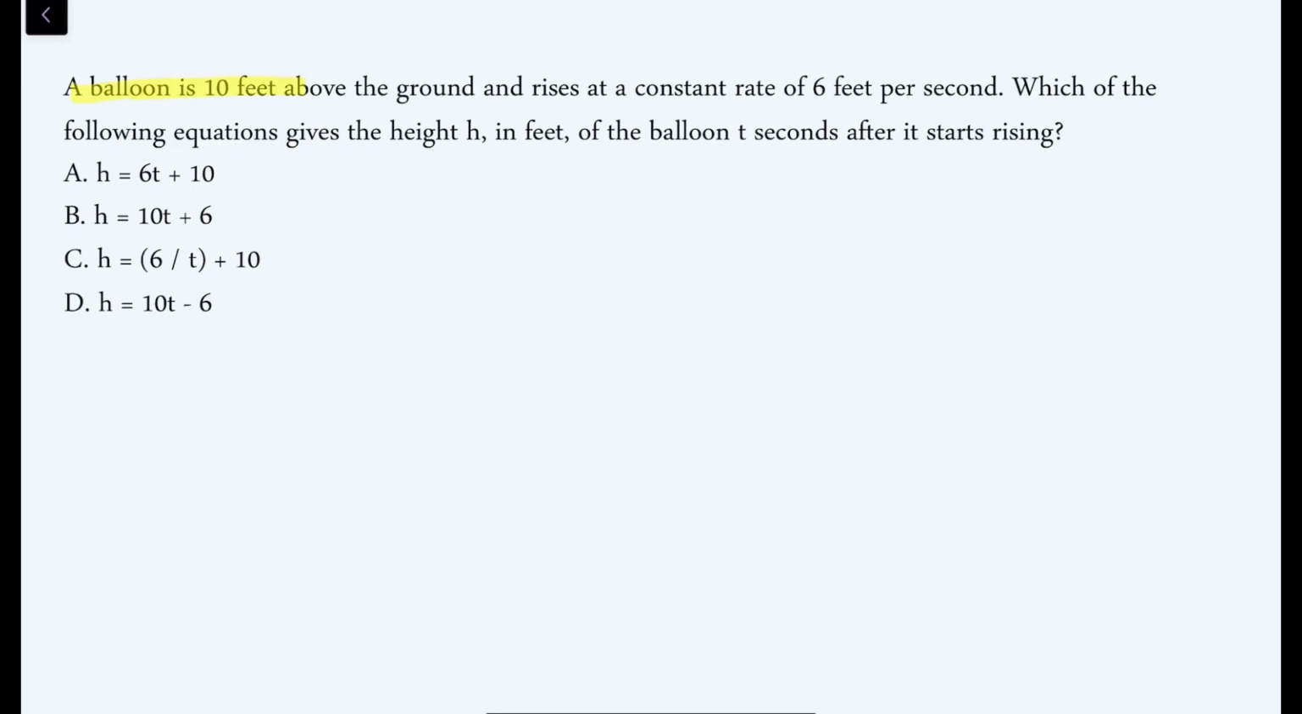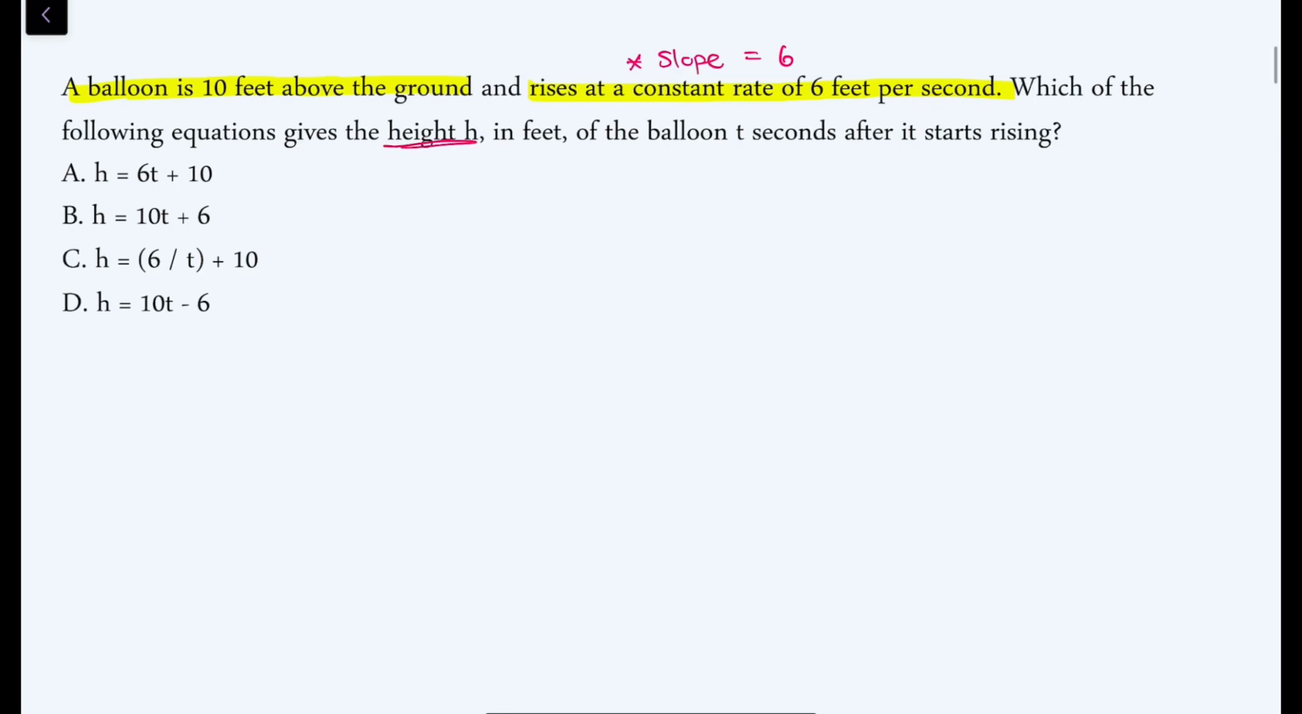So we say a balloon is 10 feet above the ground, rises at a constant rate of 6 feet per second. Constant rate, again, should get like an alarm in your head. Say, okay, constant rate means the slope is equal to 6 feet per second. Which of the following equations gives the height, h, in feet of the balloon in t seconds after it starts rising? So we're saying, essentially, our height of the balloon is always going to be 10 feet above the ground, right? Always. That's what they tell us here. But then, every second, it's also going to increase by 6 feet.